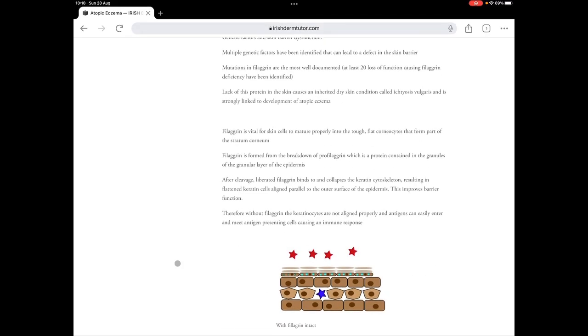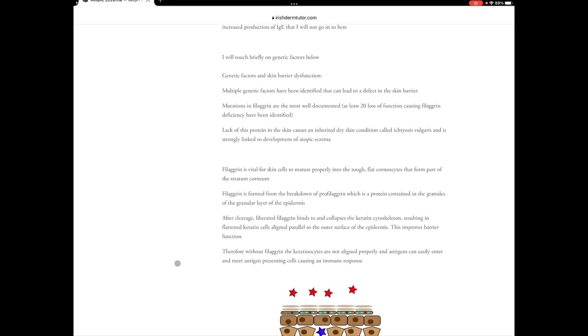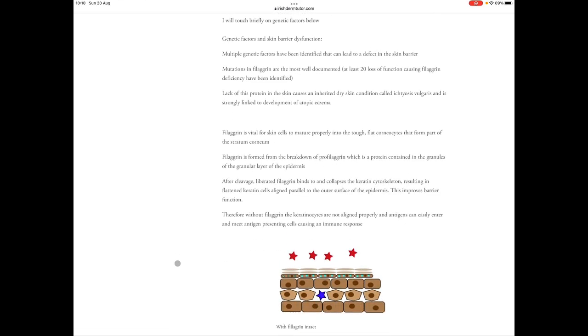Now, I have mentioned filaggrin before, and I will just mention that genetics definitely play a role in atopic eczema, and there has been in recent years evidence of specific genetic mutations that can contribute to atopic eczema. So as I mentioned, there are multiple genetic factors that have been identified, and they can lead to a defect in the skin barrier.